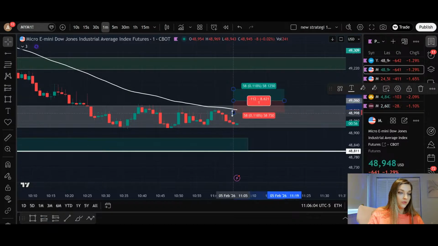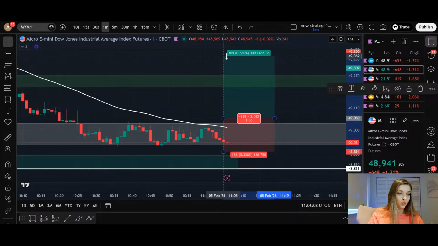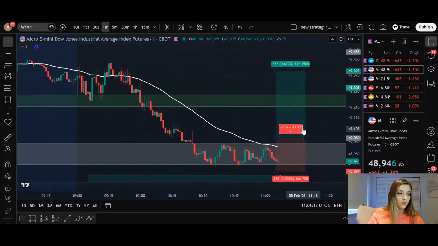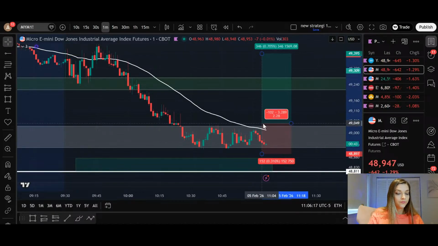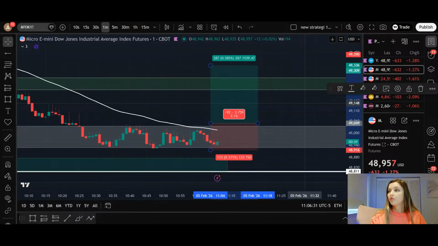This is what I'm waiting for. Probably something like this. We'll see. That's what I'm waiting for: a break of the consolidation, a break of the EMA. That would be a beautiful entry if the market wants to give it to me.